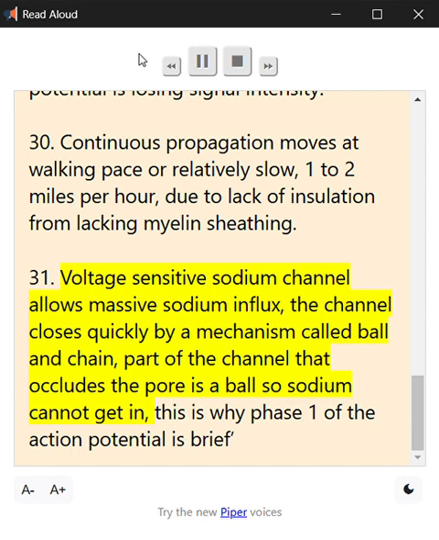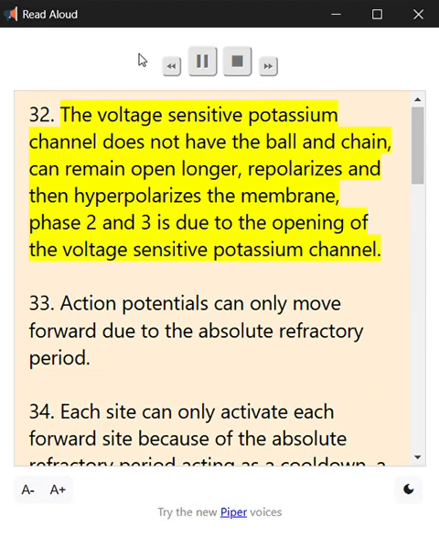31. The voltage-sensitive sodium channel allows massive sodium influx. The channel closes quickly by a mechanism called ball and chain. The part of the channel that occludes the pore is a ball, so sodium cannot get in. This is why phase 1 of the action potential is brief. 32. The voltage-sensitive potassium channel does not have the ball and chain, can remain open longer, repolarizes and then hyperpolarizes the membrane. Phase 2 and 3 is due to the opening of the voltage-sensitive potassium channel.